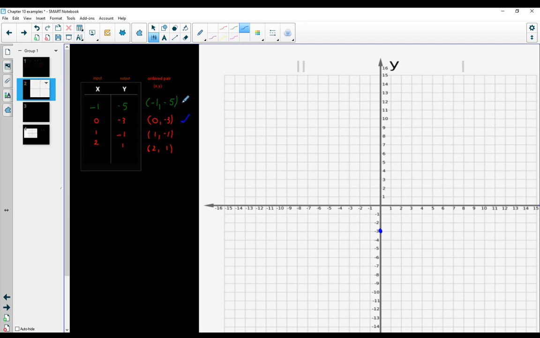Now, we'll take a look at this value, our ordered pair, negative 1 and negative 5. So when x was negative 1, the y value was negative 5. So that value would be here. And then we can look at this one. When x was positive 1, sorry, the y value was negative 1. So that would be here. And then finally, when our x value was 2, our y value was positive 1. So 2 to the right, 1 up.